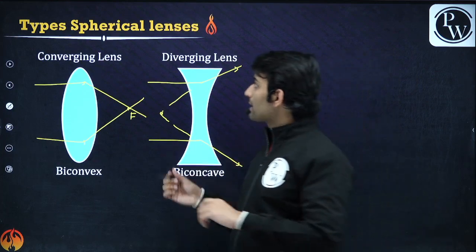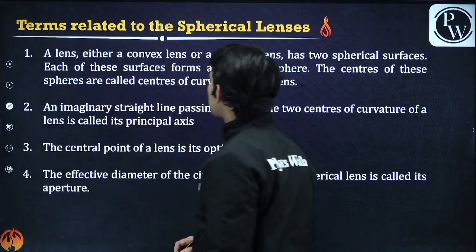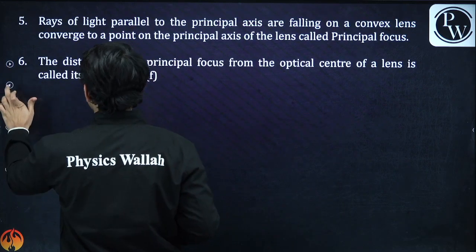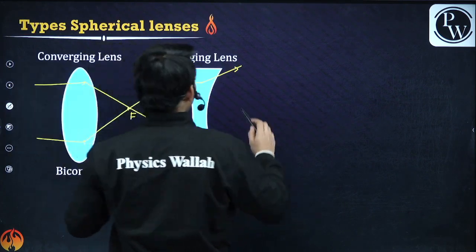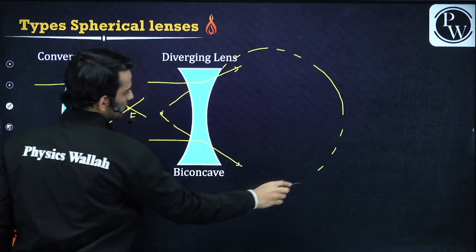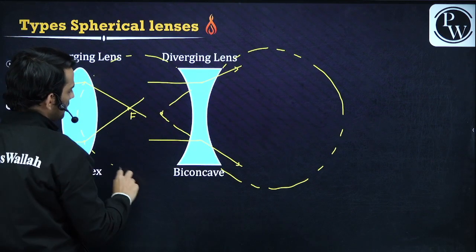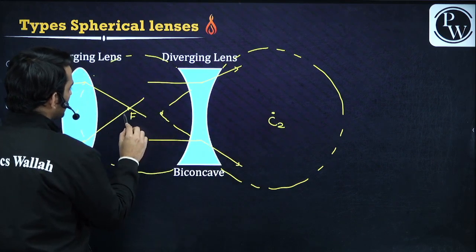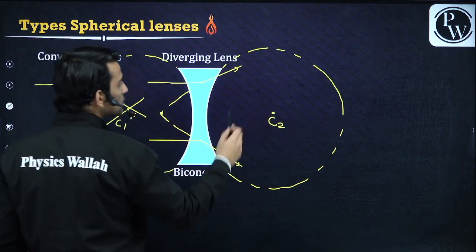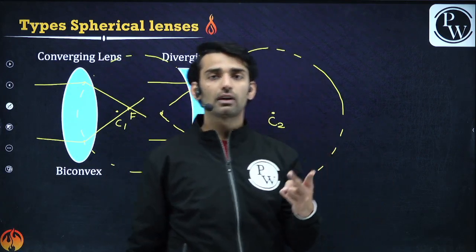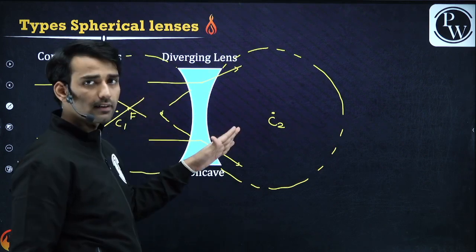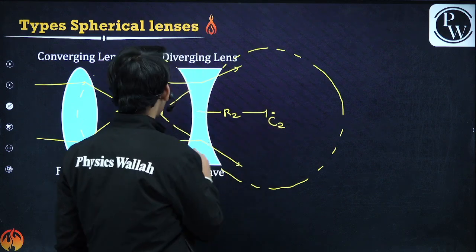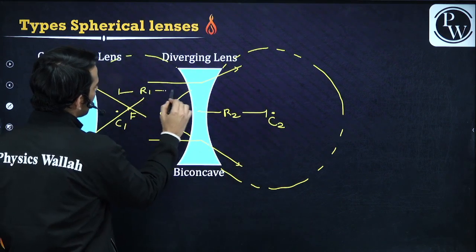Right? Now what are the various terms related to lenses? First is, a lens has two spherical surfaces. That means it has two centers of curvature. That is, guys, this lens is made up of two spherical surfaces. One is this one. This surface must be having a center. So the centers of these two spheres, that means a lens has two centers of curvature. One for the left surface, one for the right surface. Two centers of curvature means two radii of curvature. This is R2 and this is R1.